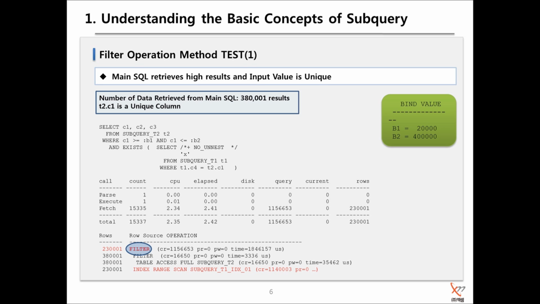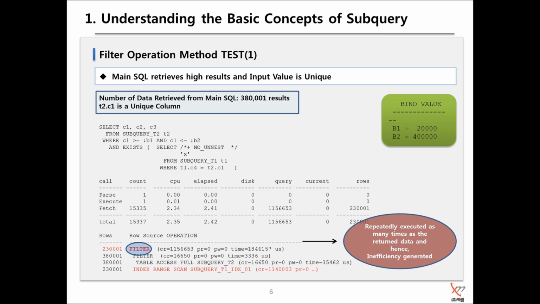The first test is used when the main SQL returns a huge number of rows and the input values are unique. You can see the filter operation in the execution plan. The trace results indicate that the main SQL has returned 380,000 rows, and because the filter operation method was used, the subquery was repeatedly executed 380,000 times. As a result, the majority of the total amount of I/O is generated by the repeated index scan used in the subquery.